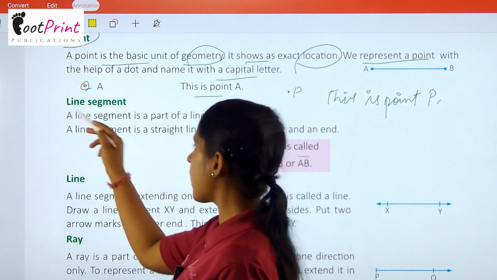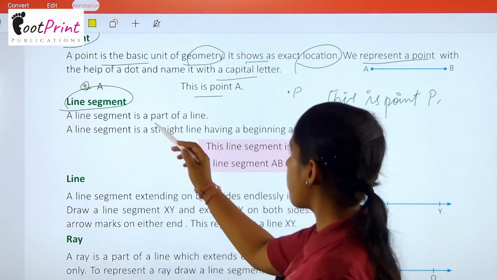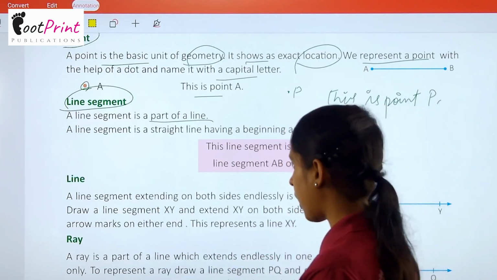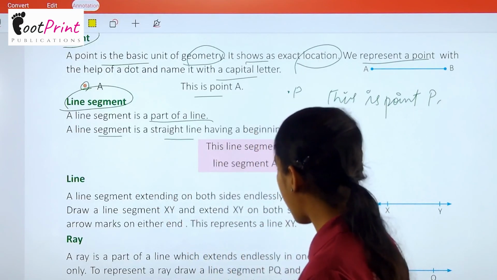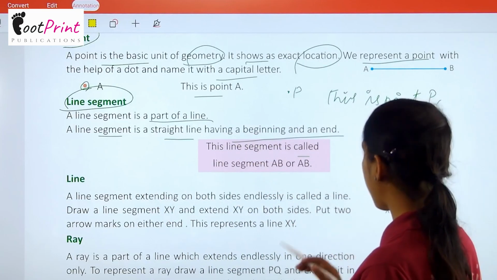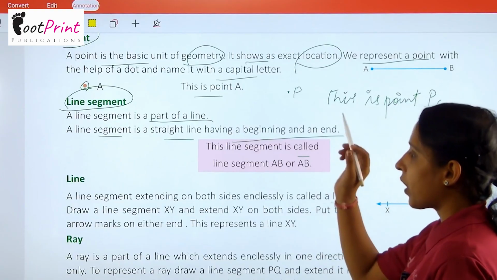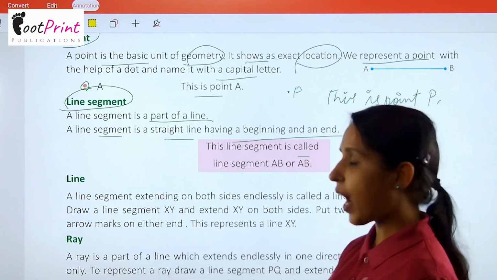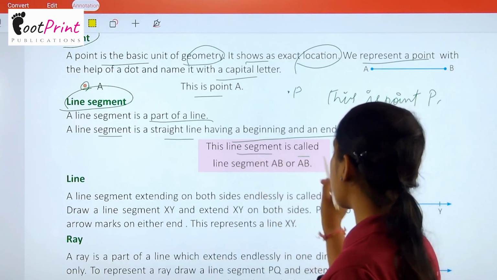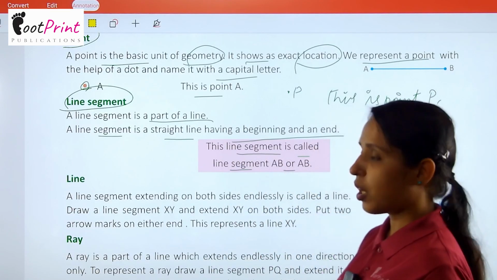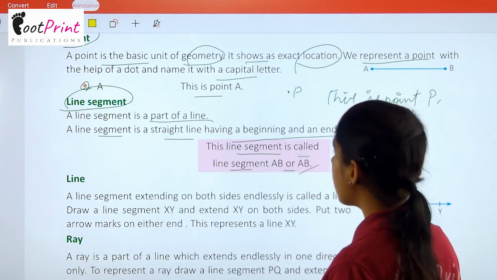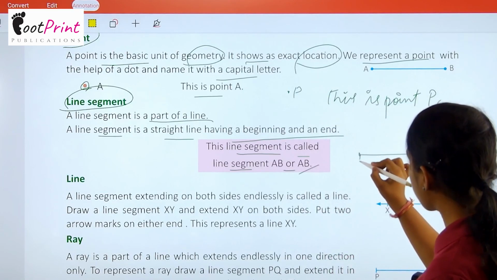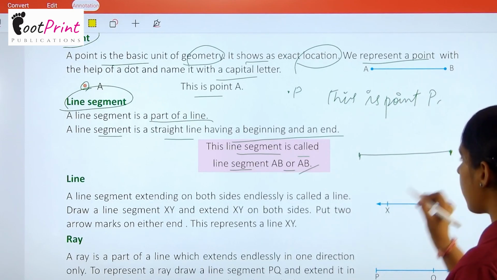Okay. Next, line segment. So what is a line segment? A line segment is a part of a line. Line segment क्या होता है? एक line का part होता है. A line segment is a straight line having a beginning and end. So line segment क्या होता है? कि straight line होती है जिसकी beginning point भी होता है और end point भी होता है. So this is called line segment AB or BA. ठीक है?